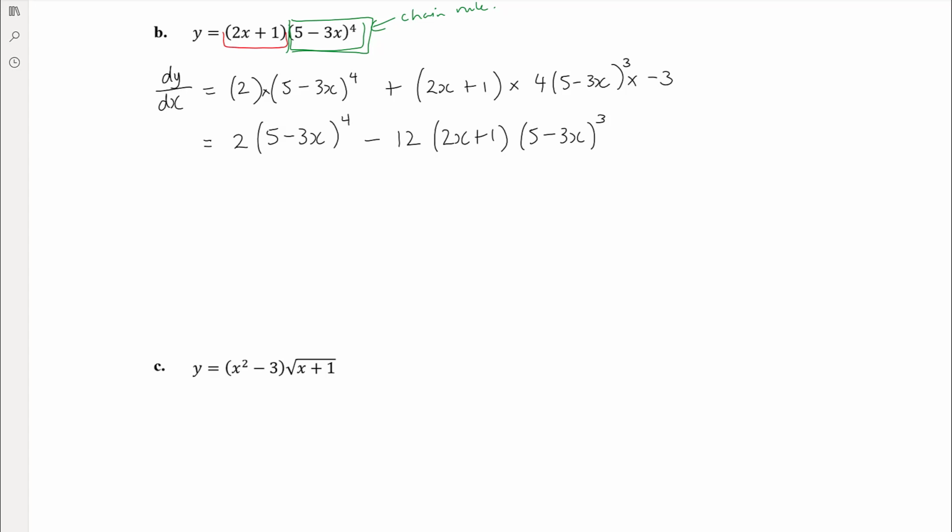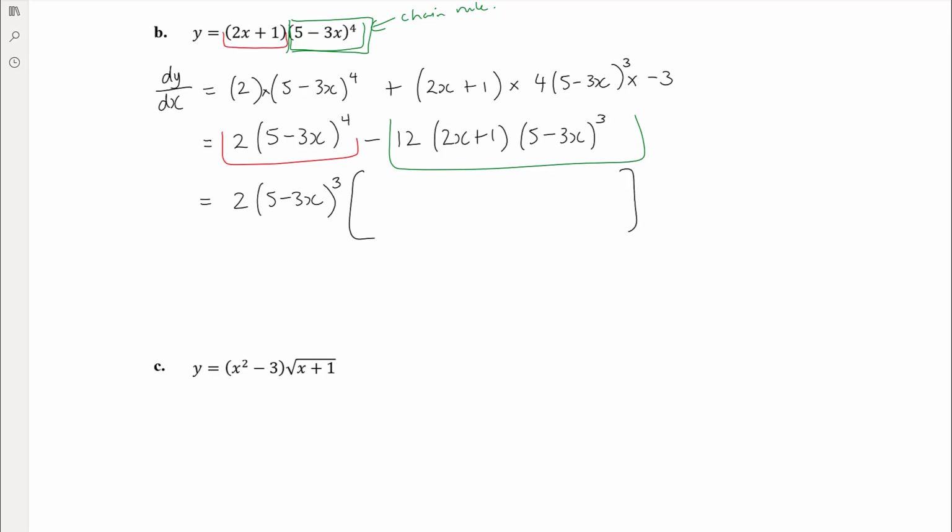However, what we want to look for is common factors, and I mean common factors between the red and the green sections. I'm noticing that 2 is in common, 2 and 12, 2 is a common factor there, but also 5 minus 3x is common. There's 4 of them in the first term, but only 3 in the second term. So 5 minus 3x cubed is common to both the red and the green sections.